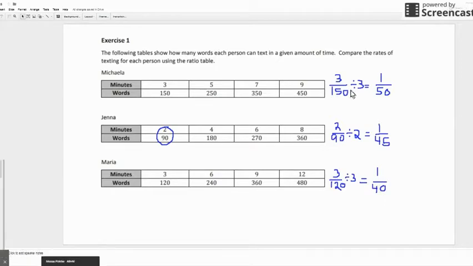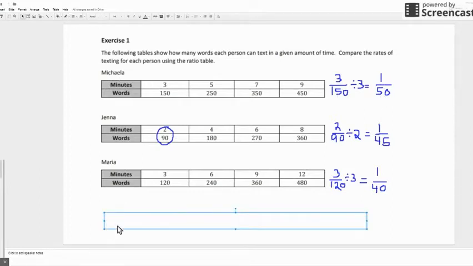Because now all these tops are the same, this is how many words they can text in a minute. Michaela can text 50 words in 1 minute. Jenna, 1 minute on top, 45 words. Maria, 1 minute on top, 40 words. Now we can compare them to each other. Well, based on this information, which one is the fastest texter? Michaela, because she can text 50 words in 1 minute.